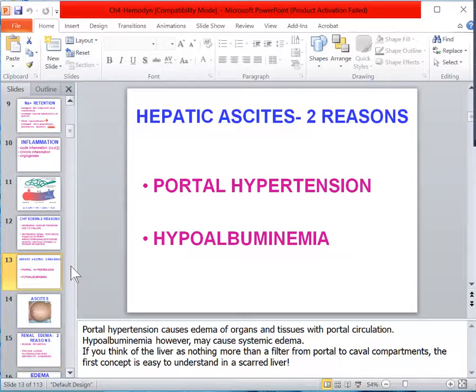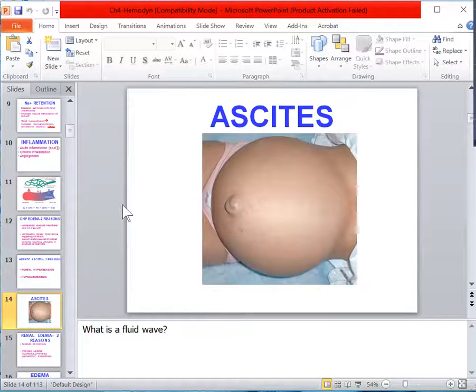Okay, and what about this? I think you all know what this is. This is the result of severe portal hypertension. This is ascites, increased fluid inside the entire abdominal cavity. And I know what you're thinking: well, this is just a picture. How do you know this isn't just a fat person or a pregnant person?